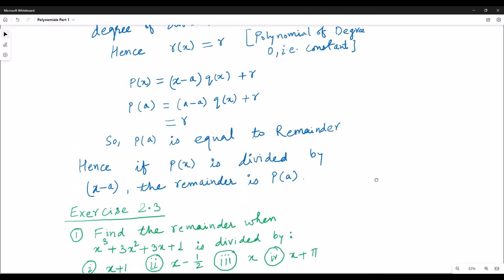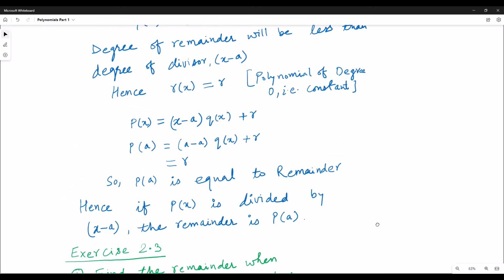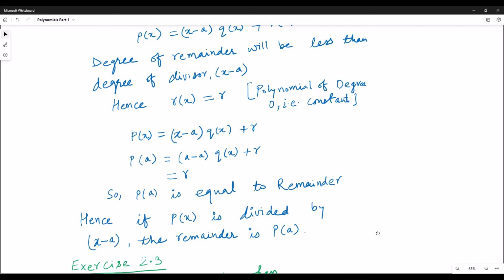So this is the remainder theorem, and later you will learn the factor theorem, and that will say if the remainder is 0, then x minus a is a factor. So if p(a) is 0, then x minus a is a factor. So that is the factor theorem, right? When will x minus a be a factor of p(x)? When the remainder is 0. When you divide p(x) by x minus a, you will get remainder 0, then x minus a is a factor of p(x), right?